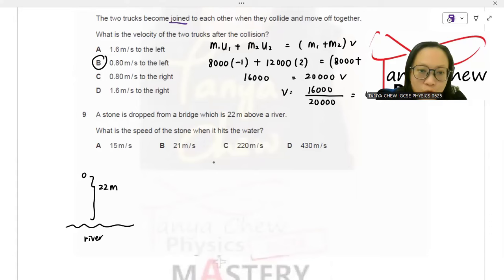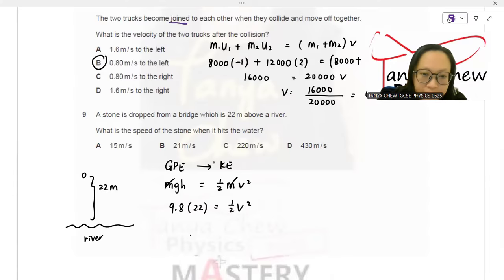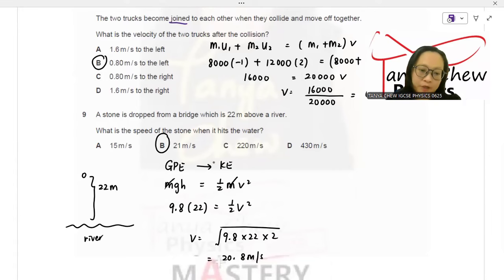So the total initial energy is converted to the total final energy. Because the stone is at a certain height, the stone has gravitational potential energy, which, when the stone is falling, is converted to its kinetic energy. So mgh is equal to half mv squared. Can you see that? I don't need the mass of the stone. So g is 9.8, h is 22, equal to half v squared. Just make v the subject: 9.8 times 22 times 2, and square root the answer. And I got 20.8 meter per second, which I rounded off to 21 meter per second.